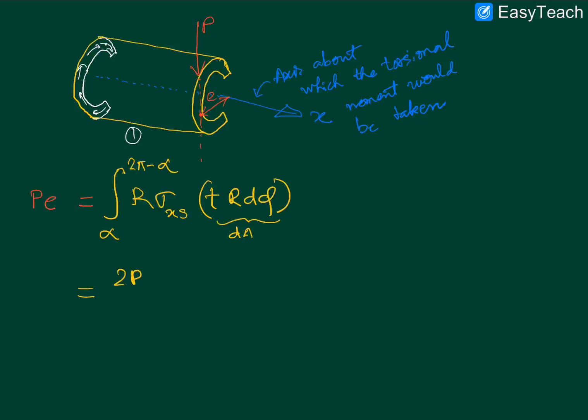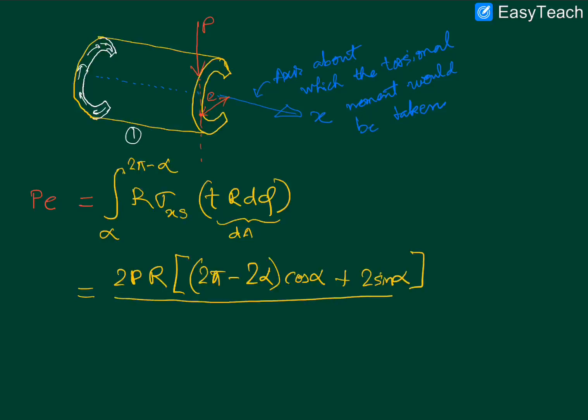So this is twice PR times twice pi minus twice alpha, cos alpha plus 2 sine alpha, divided by twice pi minus twice alpha plus sine twice alpha.